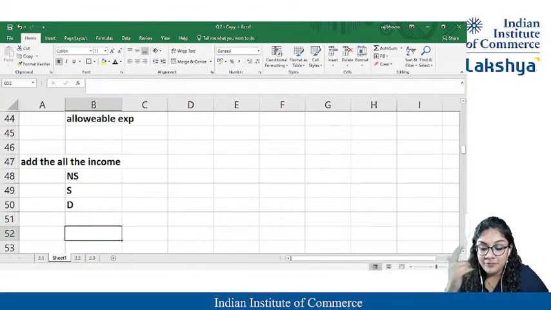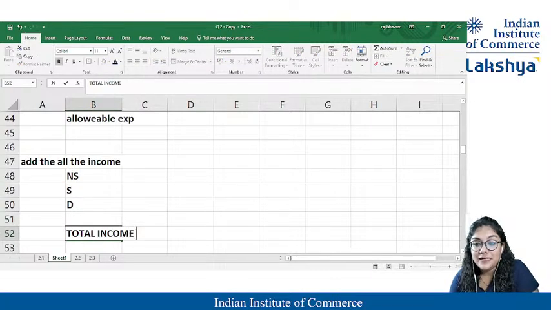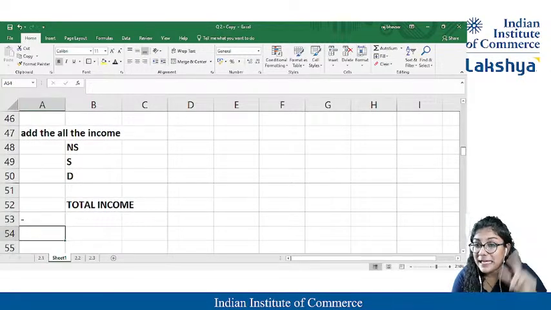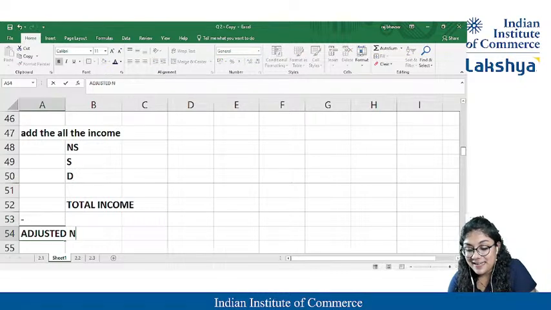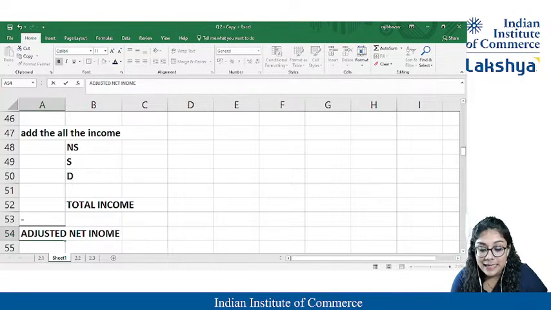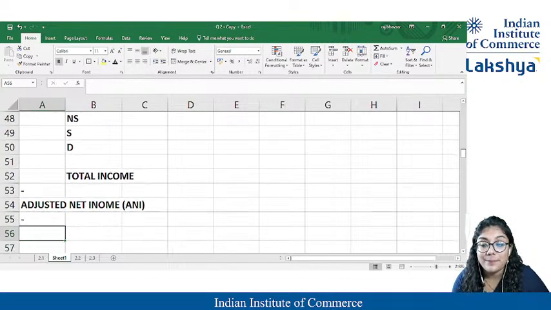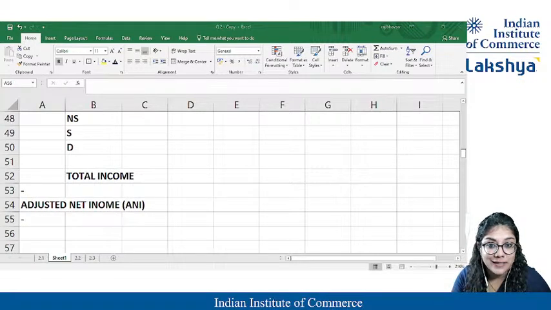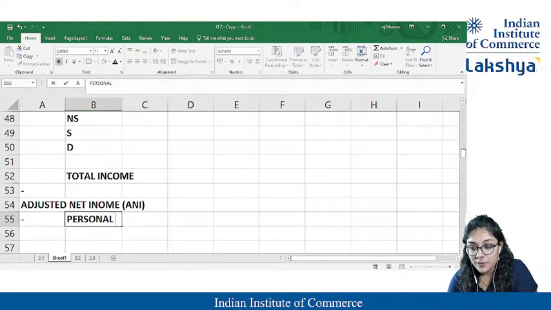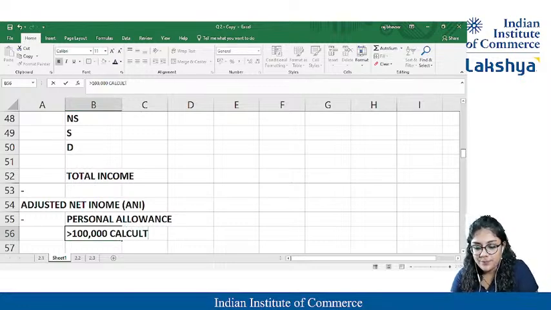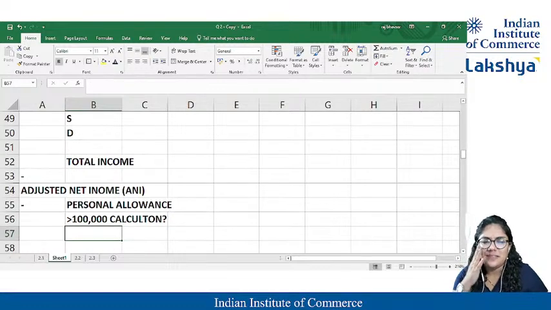Accordingly, you remember, after doing all this I get the total income. After I get the total income, I minus some allowed expenditure reliefs, and I get the adjusted net income, ANI. After getting ANI, if your income is less than 1 lakh, you get the full personal allowance. If it is greater than 1 lakh, then a calculation is to be done. All these things we already know.